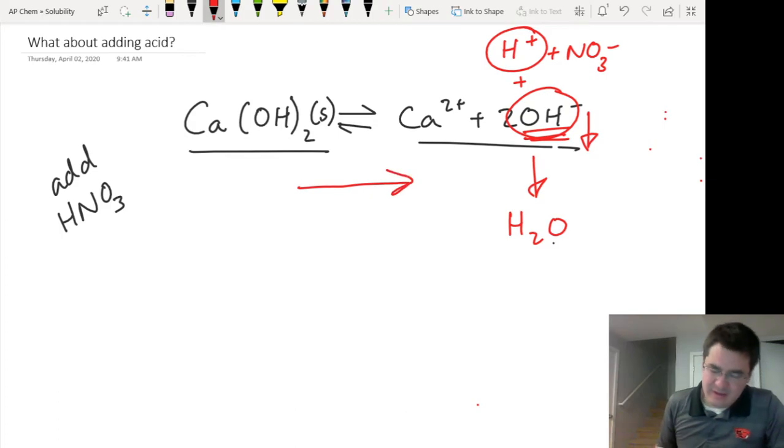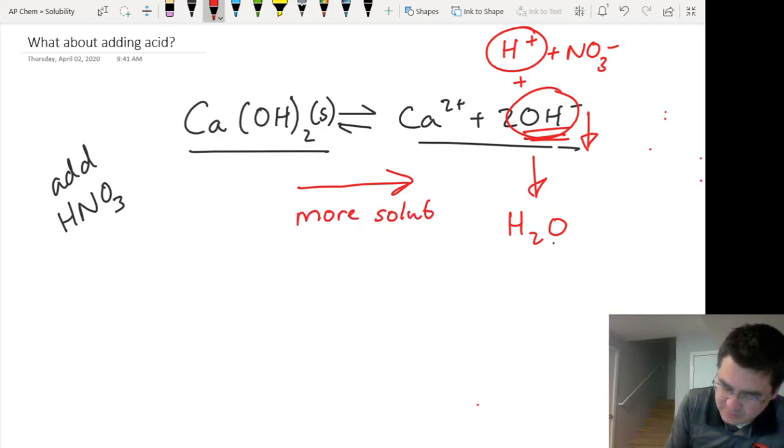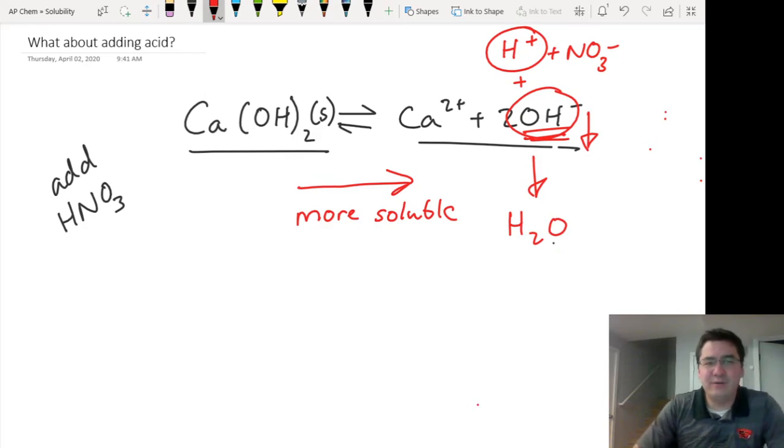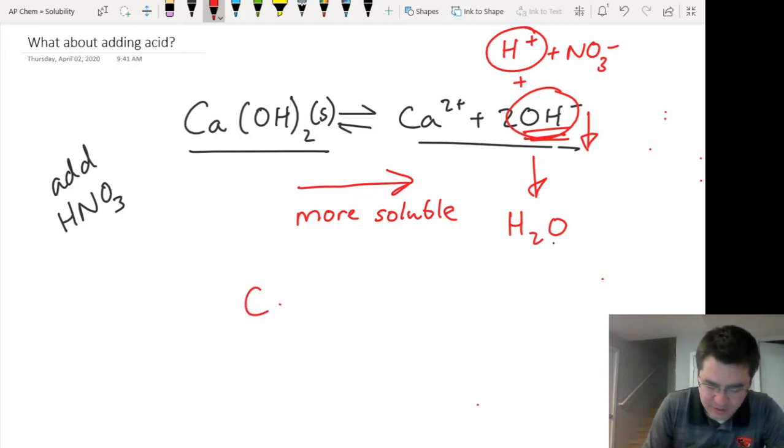The products. It gets pulled to the right, yeah. And so this would be considered more soluble. So this is how we get things to dissolve. So that's why, if you look at some of, and this is calcium hydroxide, I know, but same thing with calcium carbonate. Calcium carbonate does something a little different.